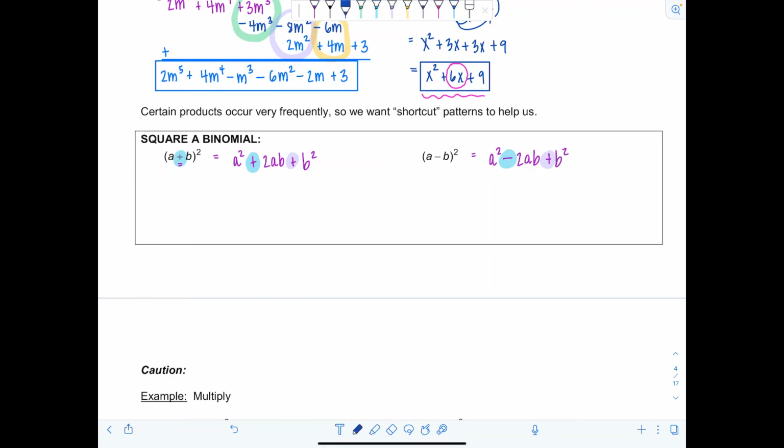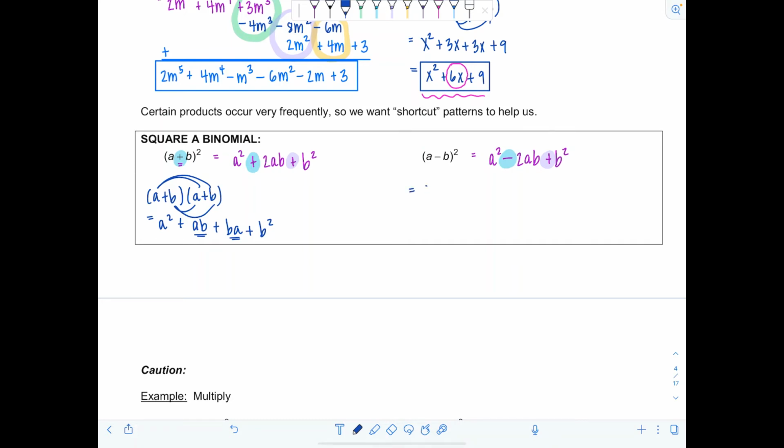Why is that? Well, say we sat down and FOILed this out. You'd have a squared plus ab plus ba plus b squared. Notice, since they're both positive, of course, b squared is going to be positive, and then those are both ab, essentially.